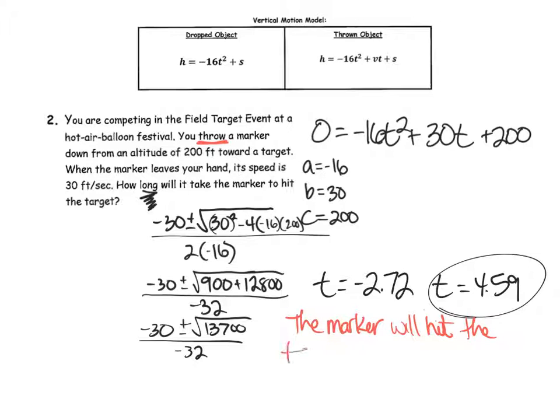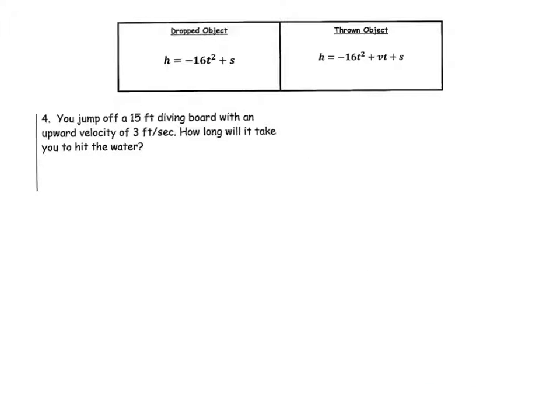at 4.59 seconds. Now you're realizing that square root of 13,700 is crazy big. You need a calculator to solve these bigger problems. But I'm okay with you just writing the quadratic formula and that being enough, okay? If we're going to use calculators, I'll let you know on a future test, but at this point we're not. We're going to skip to number 4. Everybody turn your page to number 4.